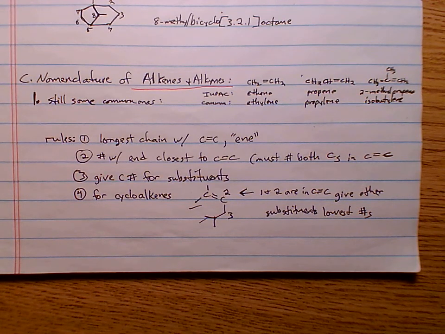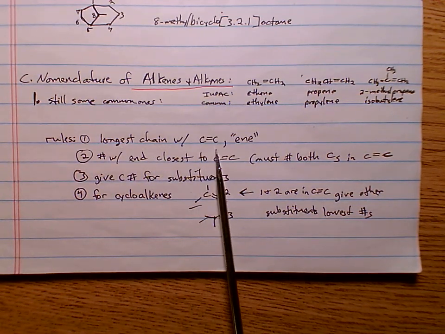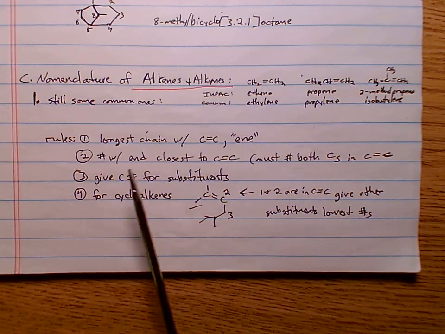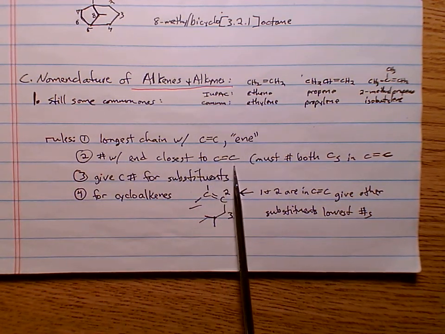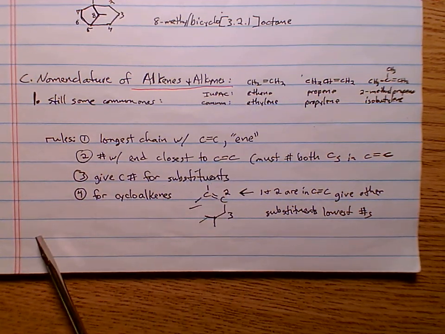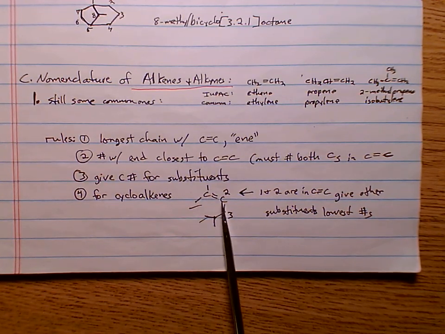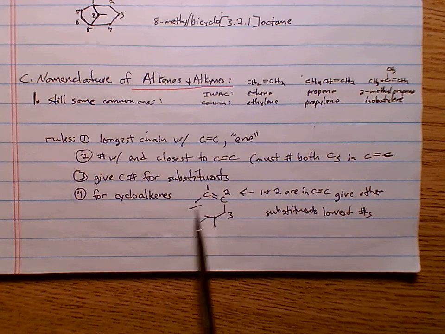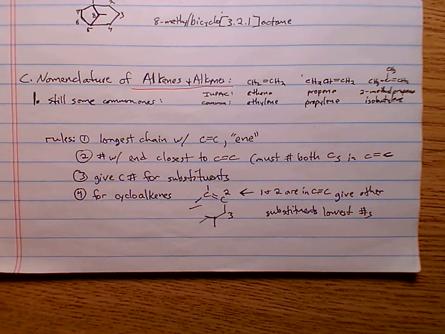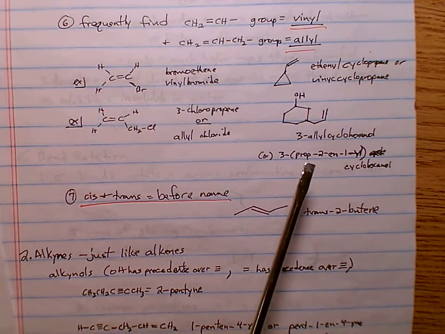All right, so let's review these rules that I've said. The longest chain that contains both carbons of the double bond, it ends in -ene. The number at the end closest to the carbons of the double bond, those 2 carbons must get the lowest numbers possible. Give the carbon number for substituents, and if you have a cycloalkene, 1 and 2 are always going to be in the ring if you got a cycloalkene. And then you try to give the other substituents their lowest numbers. So let's look at some examples of this.